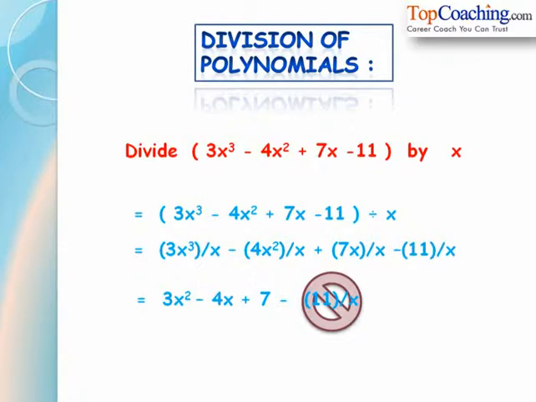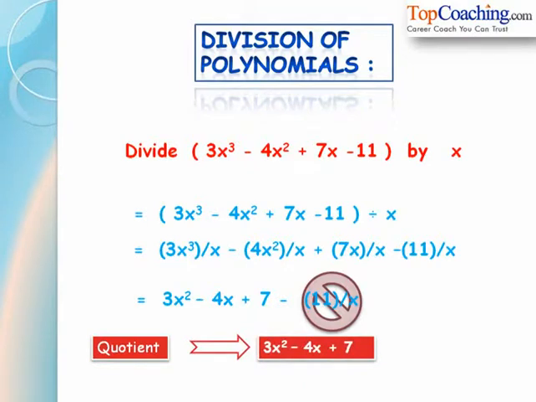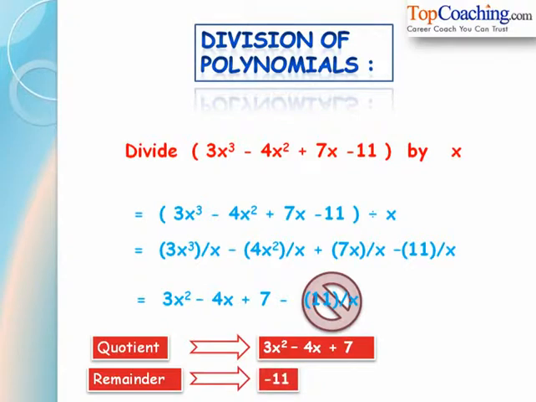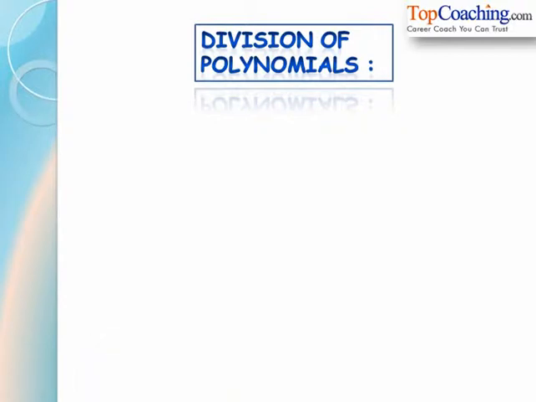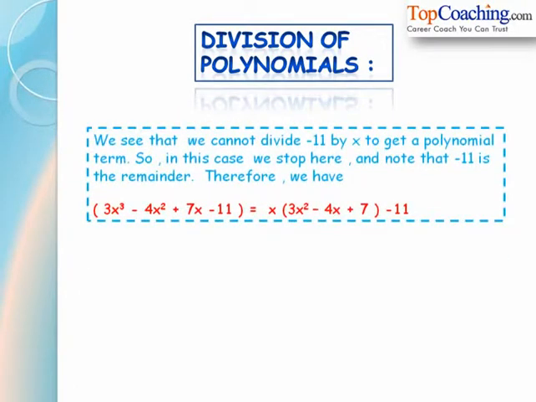So what we can conclude from this? We can very well say that the quotient in this case is 3x square minus 4x plus 7, and the remainder here is minus 11. So if we take out minus 11, then we can divide this term by x. But because minus 11 is not at all divisible by x, therefore minus 11 becomes the remainder, and the quotient here is 3x square minus 4x plus 7. So again we see that we cannot divide minus 11 by x to get a polynomial term. So in this case we stop here and note that minus 11 is the remainder.